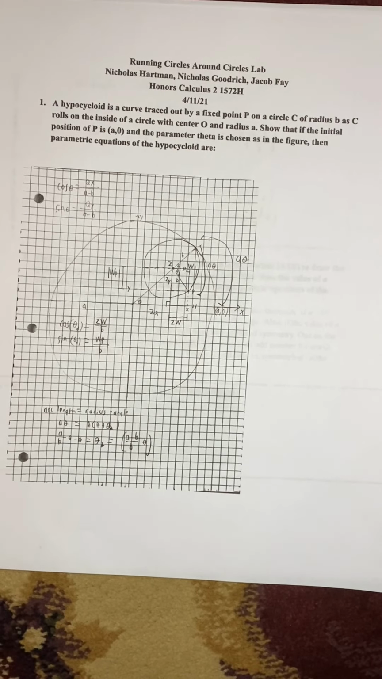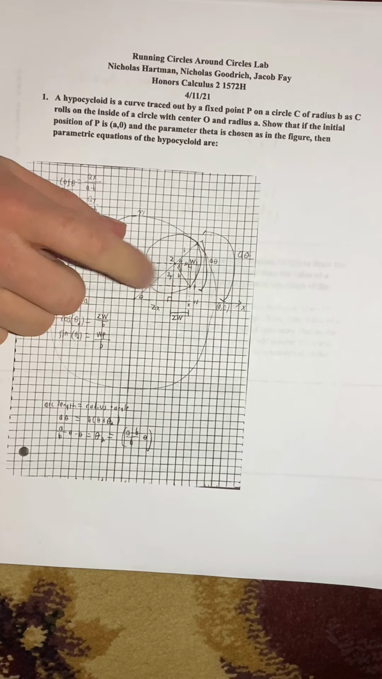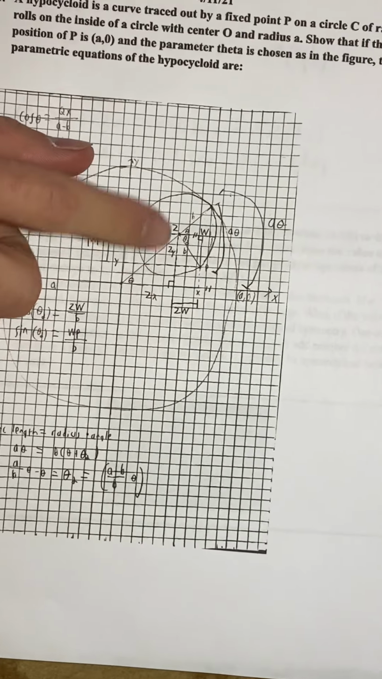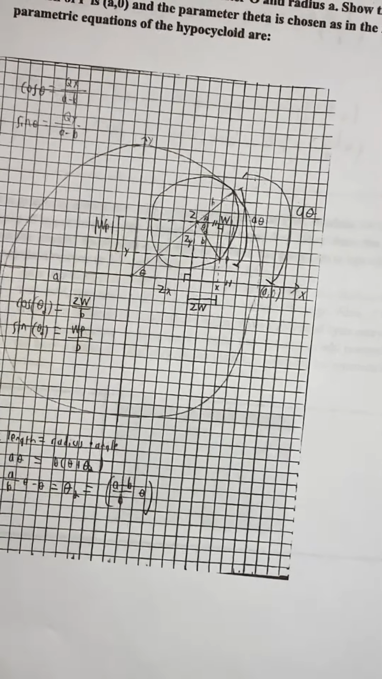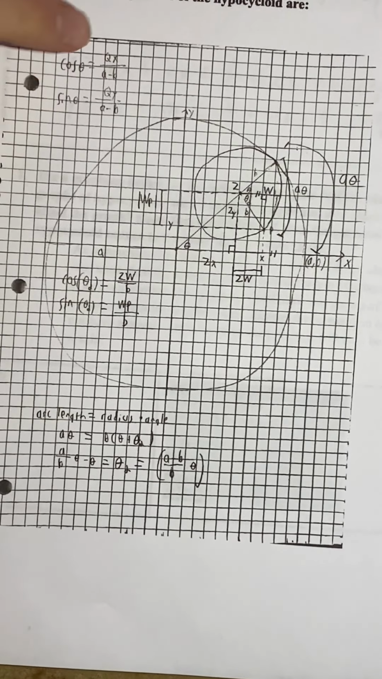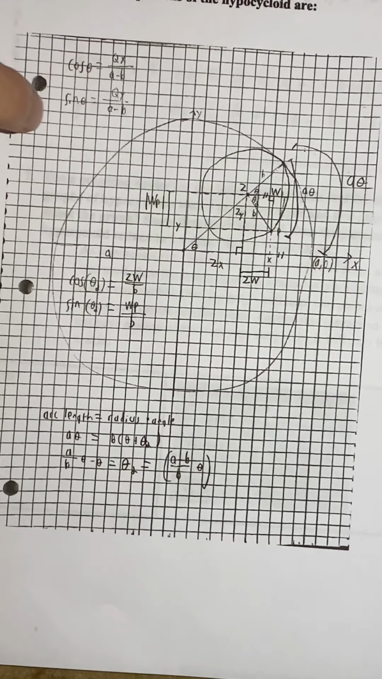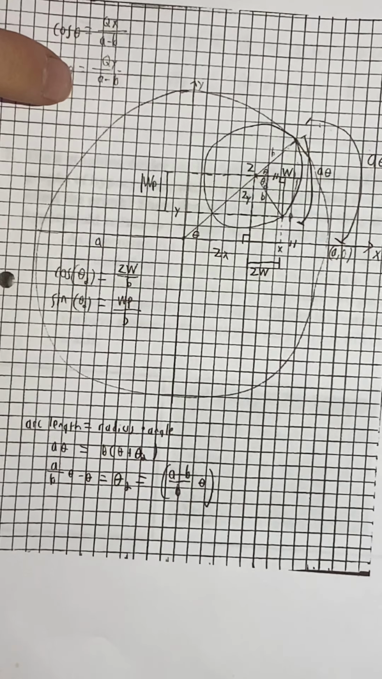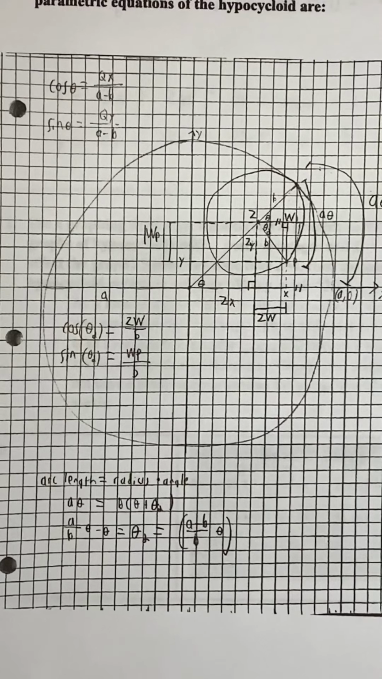In order to do that, you're going to create a right triangle from here to here, and you're going to label those as ZX and ZY. Using ZX and ZY, you can make the equations using basic trigonometry that cosine theta equals ZX over A minus B, and sine theta equals ZY over A minus B.